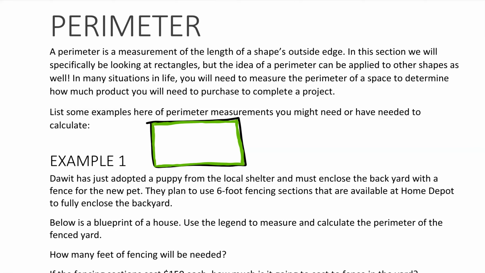Let's look at example 1. It says DeWitt has just adopted a puppy from the local shelter and must enclose the backyard with a fence for the new pet. They plan to use 6-foot fencing sections that are available at Home Depot to fully enclose the backyard. Below is a blueprint of a house. Use the legend to measure and calculate the perimeter of the fenced yard. How many feet of fencing will be needed?